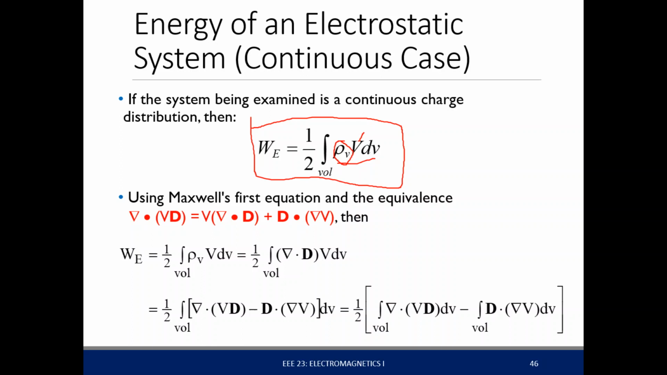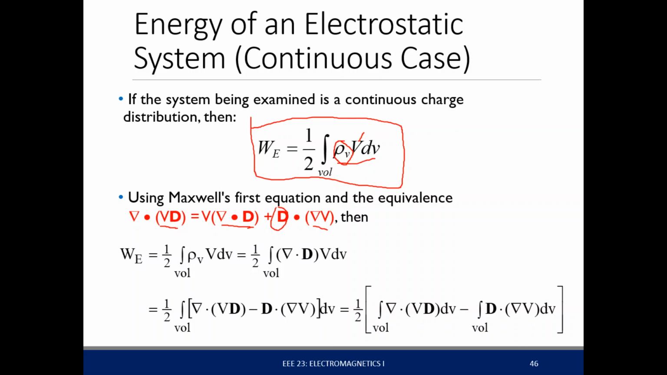Using Maxwell's first equation and the equivalence that if we get the divergence of some scalar field multiplied to a vector field, that is equal to just factoring out this scalar field times the divergence of the vector field plus the dot product between the vector field dotted to the gradient of your scalar field. Okay, so I won't discuss where that equation came from.